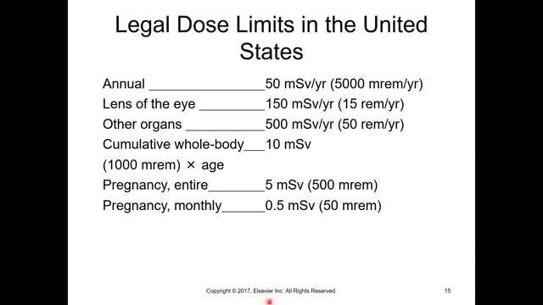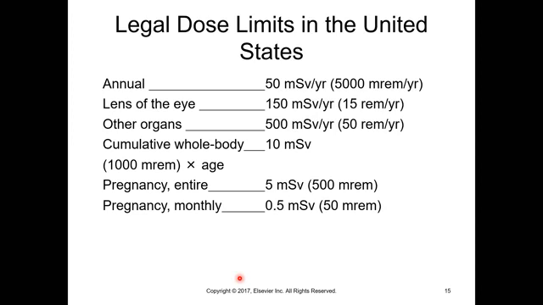All right, I'm going to spend a little bit of time just leaving this particular slide up so that you can write it down. These are the doses that you need to know for your test. It's not all of them, but it's the majority of them. So annually for us, it's 50 millisievert per year or 5,000 millirem.